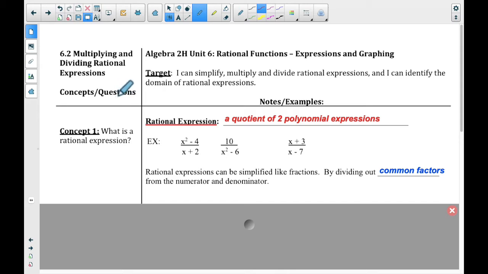Rational expressions basically means fractions. A rational expression is a quotient of two polynomial expressions, and a quotient is often expressed as a fraction. So we basically just have really complicated fractions here. Here are some examples of what we might see.